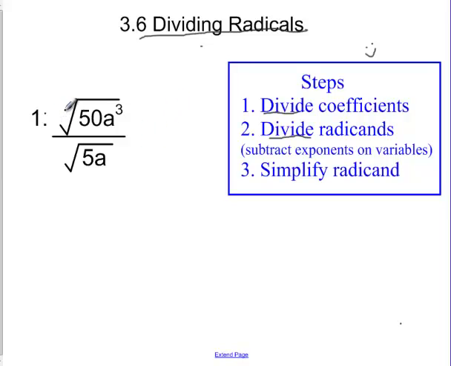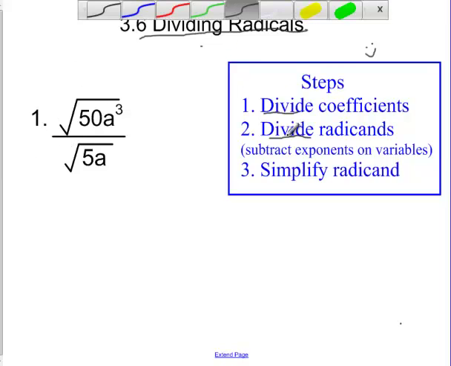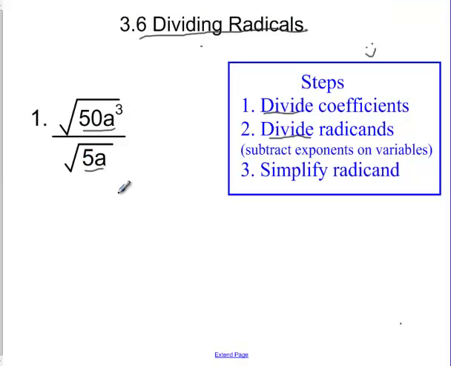Divide coefficients. Well, I don't have any coefficients, so I guess I don't have any dividing of coefficients to go there. Divide radicands. Well, I've got radicands. I've got a 5a and a 50a cubed. All right, so I'm going to divide. 50 divided by 5 leaves me with a 10. A cubed divided by a, remember we subtract the exponents, so that's a squared. We still have the radical because all we did was the division part.